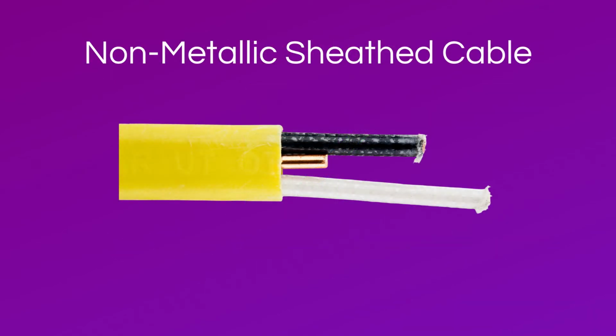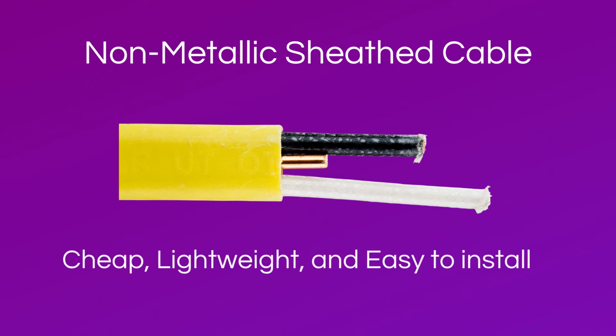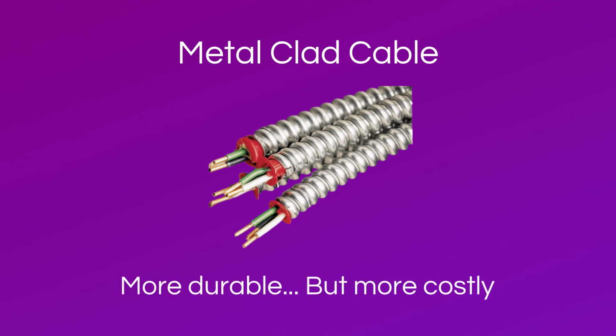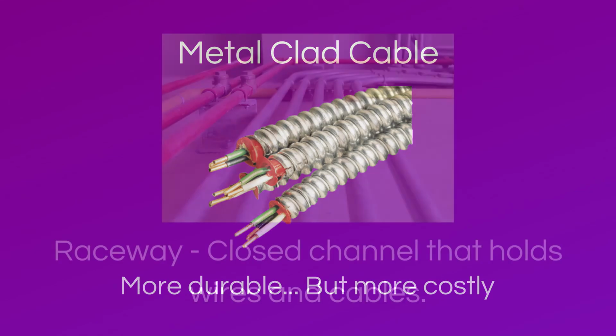The first type of cable I would like to discuss is nonmetallic sheathed cable, also known as NM cable. NM cable costs less than other cables, is lightweight, and easy to install. This means that it is ideal for residential and light commercial wiring. However, if a more durable cable is required, such as in more intensive commercial or industrial wiring applications, metal-clad or MC cable should be used. Its metal sheathing causes it to be less prone to damage than NM cable, but it also causes it to be more expensive and more difficult to handle.